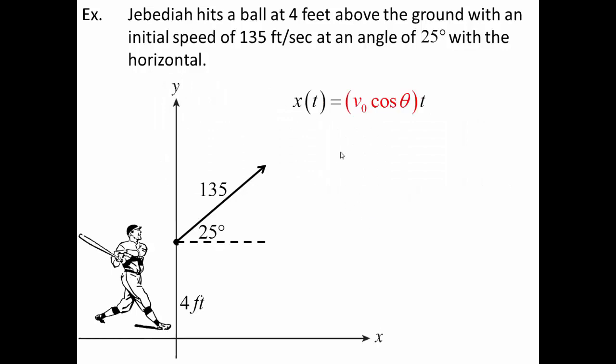So remember, x is just velocity times time. Velocity in the x direction means I need to slap a cosine in there.